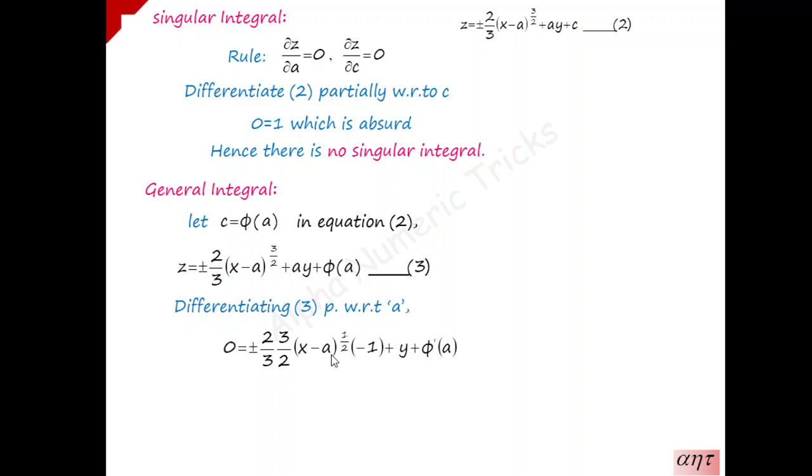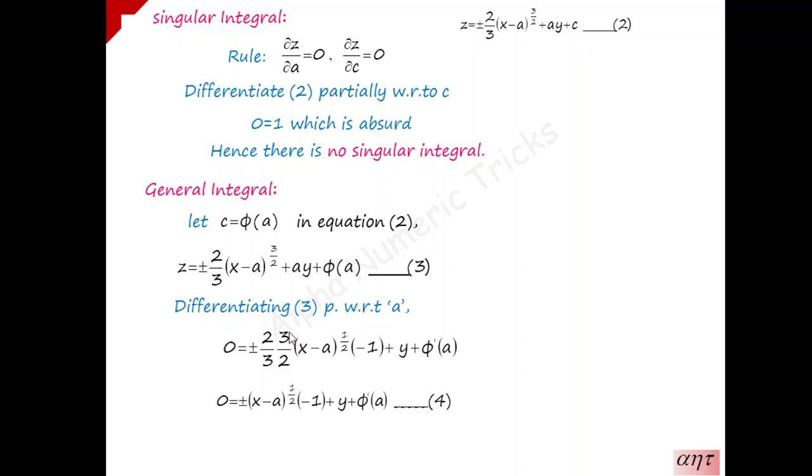X here is x minus a whole power 3 by 2 minus 1; 3 by 2 minus 1 is, you have to take the LCM, so 3 minus 2 by 2, which is 1 by 2 into differentiation of x minus a with respect to a. Differentiation of x with respect to a is 0, minus a with respect to a is 1. So that's why minus 1 is there, plus differentiation of ay with respect to a becomes y alone, because y is constant, a with respect to a is 1, plus differentiation of phi of a with respect to a is phi dashed of a. Okay, this is the differentiated term. This is equation 4.